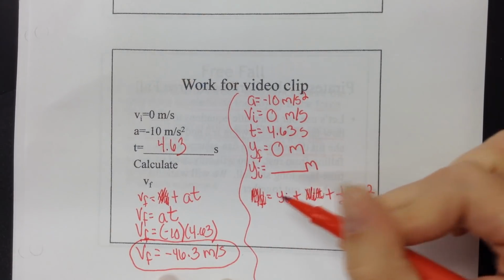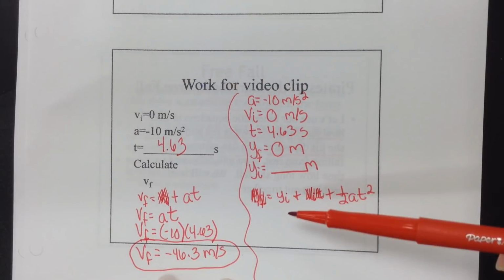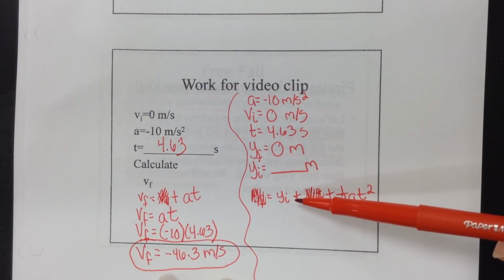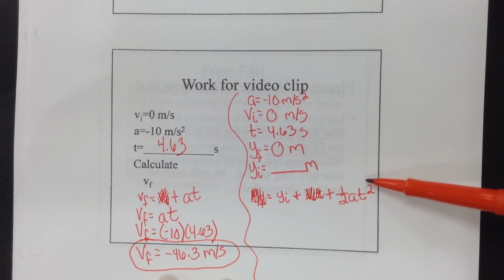What you have left here is 0 equals Y of I plus 1/2 A T squared. So what I'm going to do here is leave Y of I alone. He's already positive over here, so why mess with him? I'm going to move this whole chunk to the other side of the equal sign.